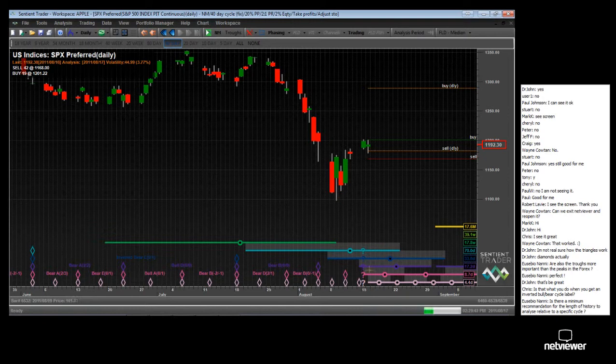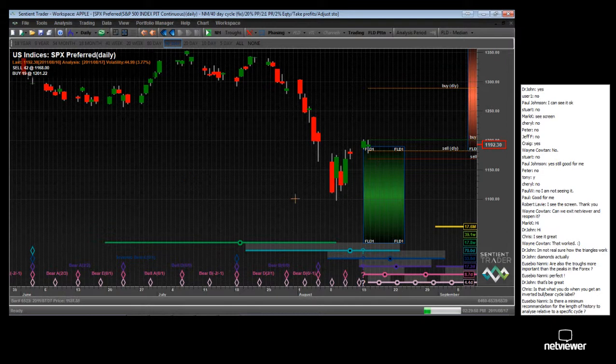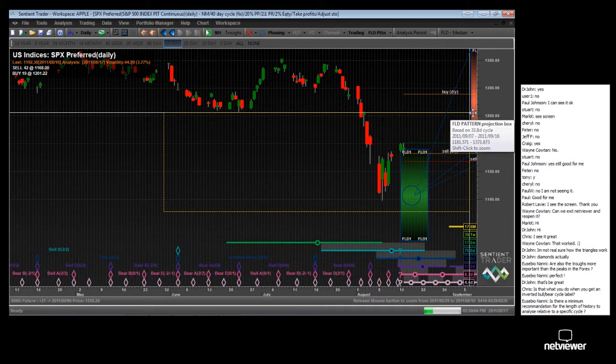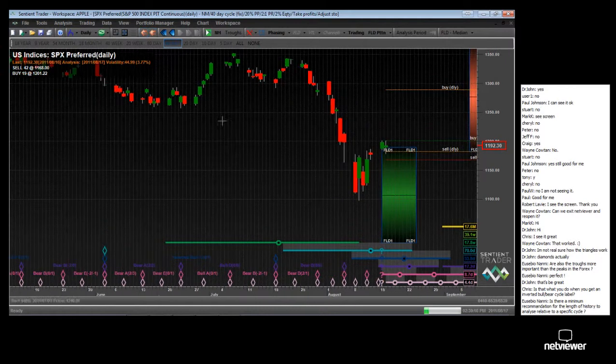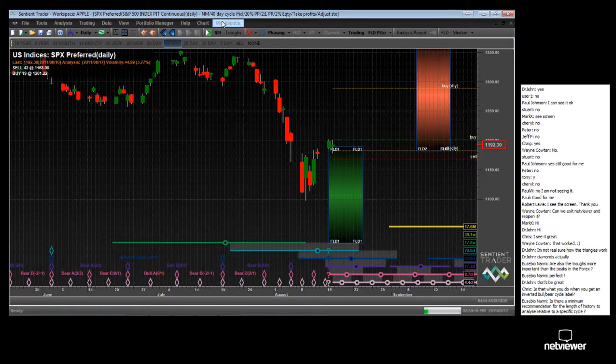Now let me switch back to the alternate analysis and see what Sentient Trader is saying is expected now, and you will see that it is expecting a trough of the 20-week cycle, a longer cycle. So it's expecting this trough to be a trough of the longer cycle. Let me turn on the same FLD pattern for the 40-day. Now, I am trading the 40-day cycle on this chart. I'll speak a little bit more about that in a moment.